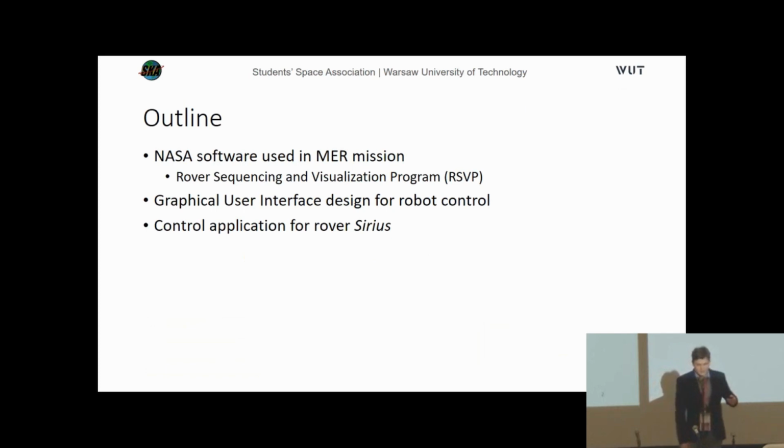I would like to start with presenting the Rover Sequencing and Visualization Program, which is a tool used by NASA, among others, in the Mars Exploration Rover mission. Then I'd like to talk about a few principles of designing graphical user interfaces, which are, in my opinion, especially important when designing software to control robots. And in the end, I'd like to present the control software used for operation of rover Sirius, which is an analog rover developed by our association, which takes part in competitions organized by the Mars Society, like the University Rover Challenge.